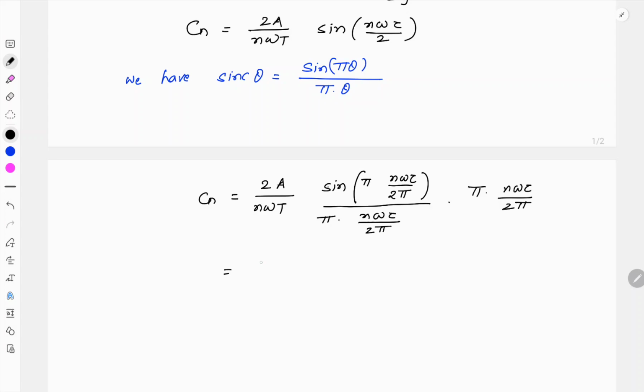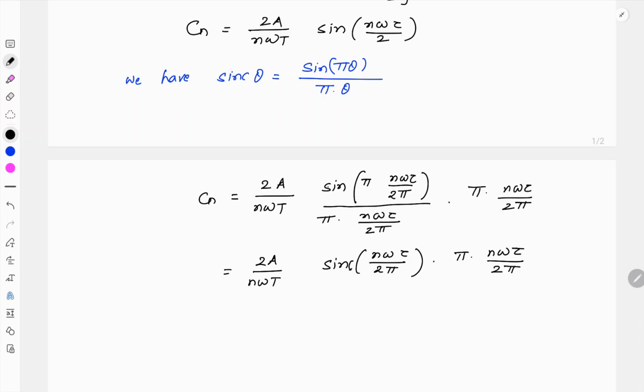So we get the equation as 2a upon n omega t. This term becomes now sinc of theta. So sinc of n omega tau by 2 pi. So it is sinc now, not sine, into pi of n omega tau upon 2 pi.